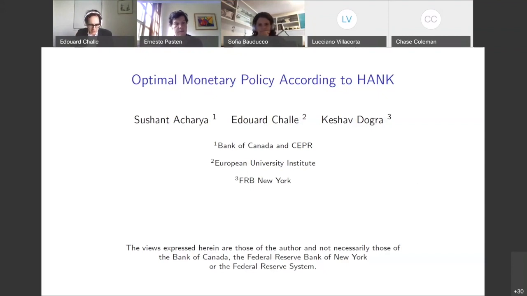So this paper is called Optimal Monetary Policy according to HANK. For some of you who are familiar with this trend of the literature, there is this paper by Kaplan, Moll, and Violante, called Monetary Policy According to HANK. What they do is explore the transmission mechanism of monetary policy in a setting with heterogeneous agents and where prices are rigid, so that monetary policy has a bite. So we're extending that naturally to the question of optimal monetary policy.